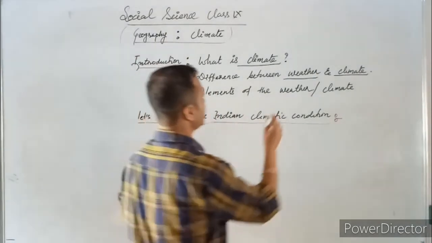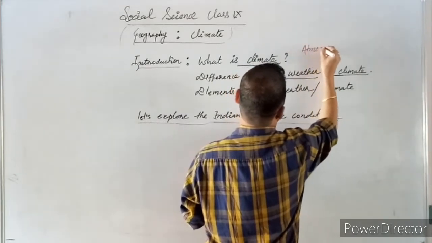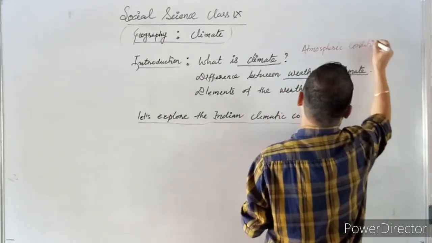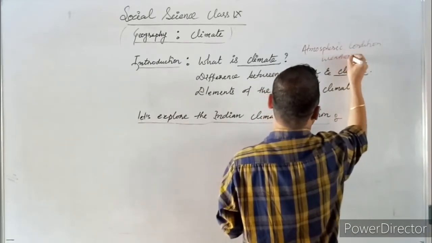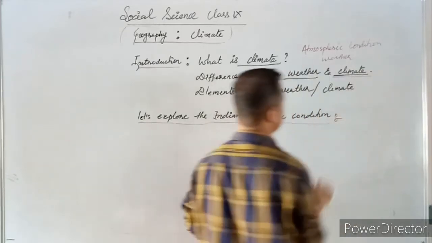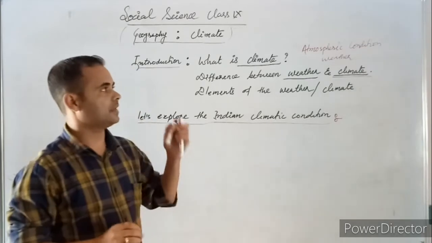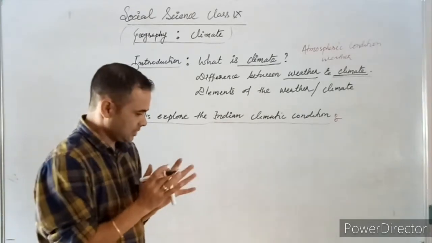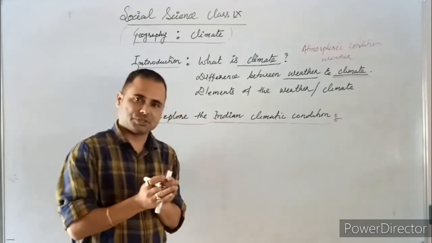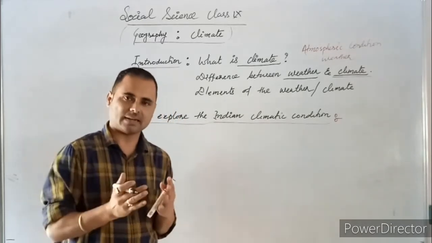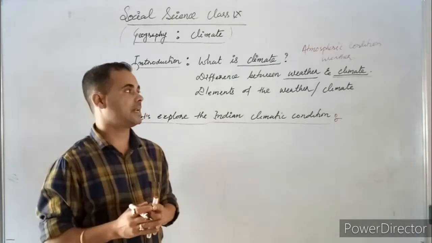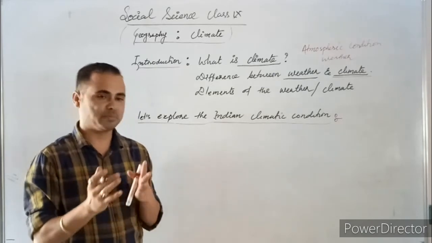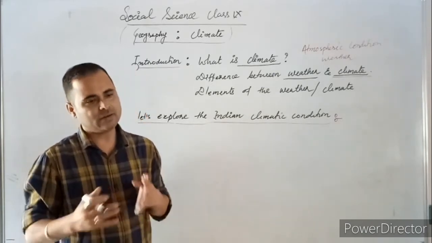So what do we try to understand? We try to understand here what atmospheric conditions are, how they are different from weather, and what climate is. Do you know, if atmospheric conditions, weather and climate are not the same, are the elements which regulate them also different? Then you will come to know that no, these elements are the same, which help to calculate the atmospheric conditions, weather and climate. Then what are these elements?